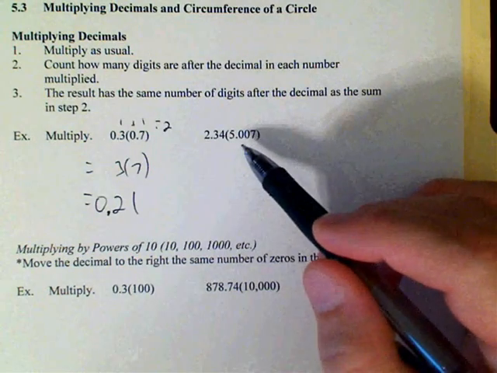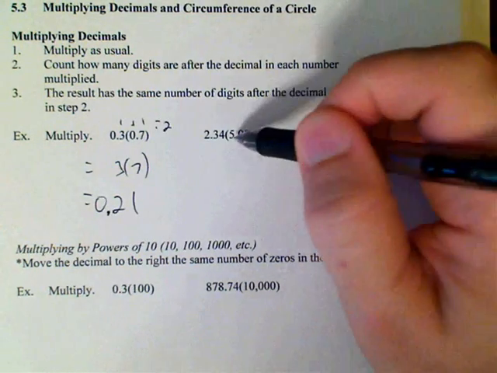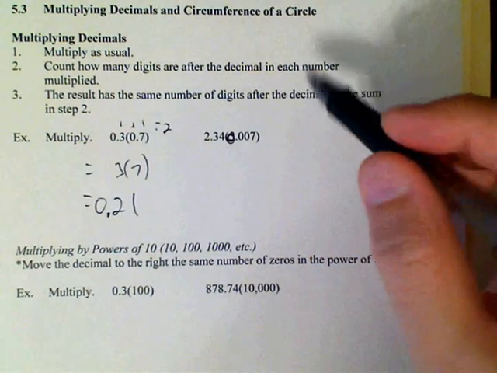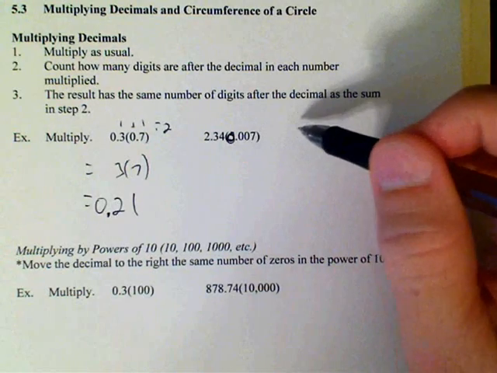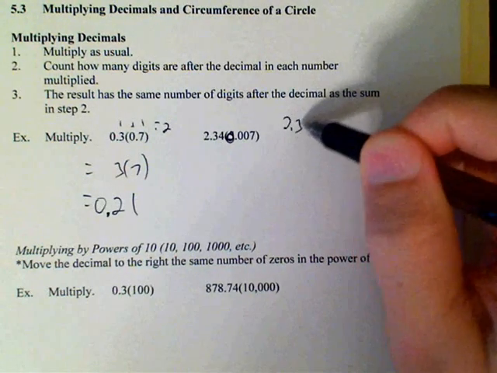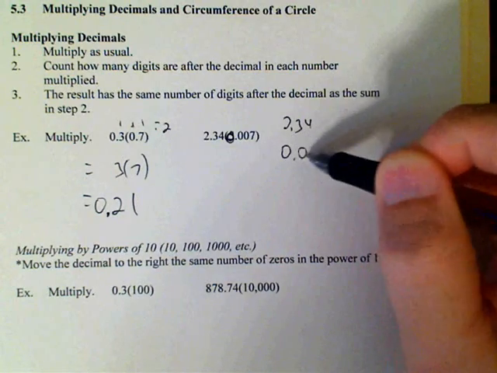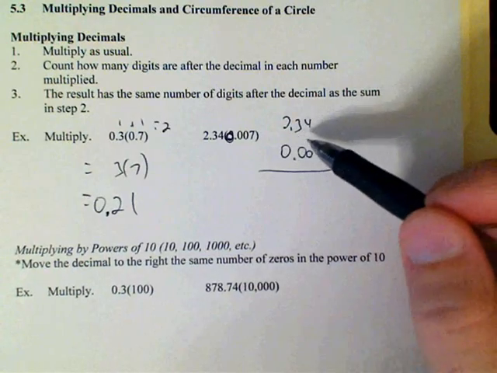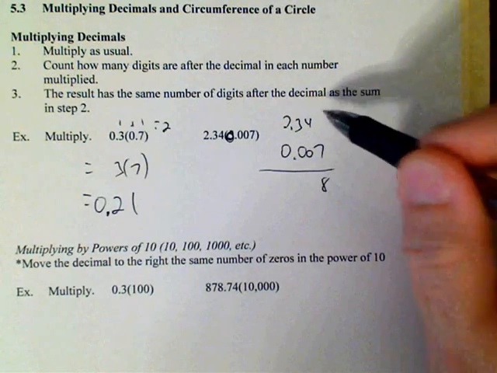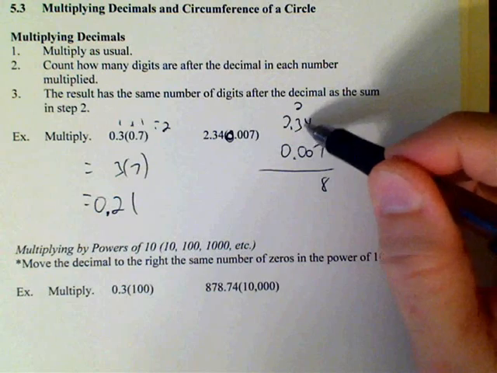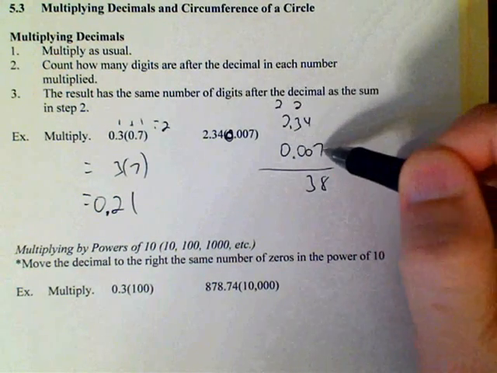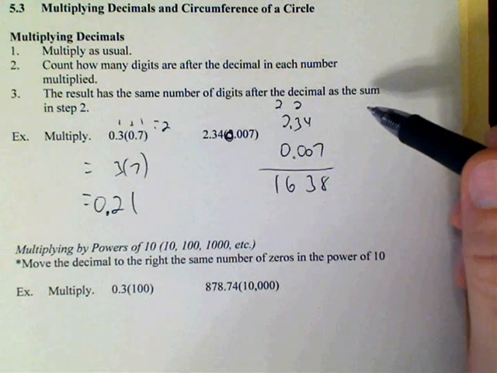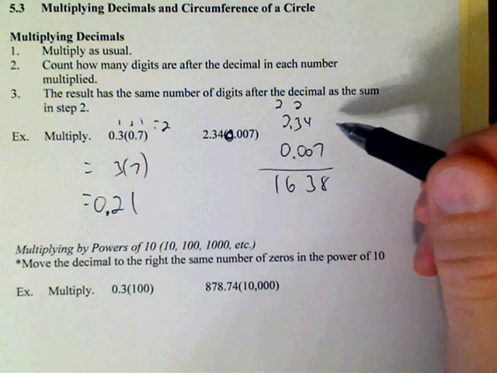Let's make this one a little bit easier. Let's just make that 5 a 0, just so we can do the multiplication a whole lot faster. So let's take the 2.34 times 0.007. I can do that. I'm teaching this class. So I'm going to totally ignore the decimals when I multiply. 7 times 4 is 28. Carry the 2. 7 times 3 is 21. Plus 2 more is 23. Carry the 2. 7 times 2 is 14. Plus 2 more, 16.